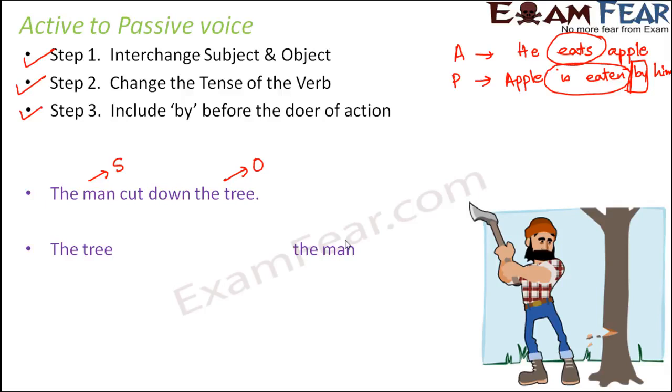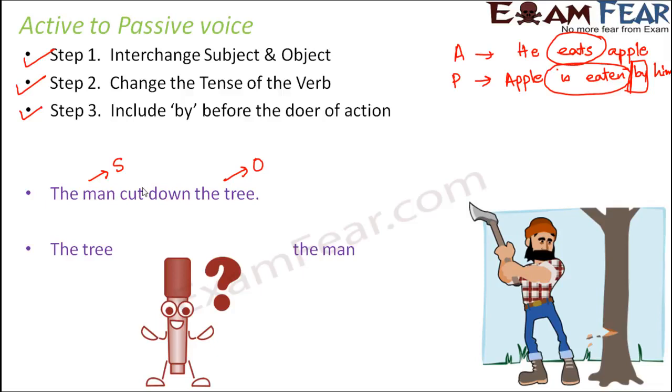Now the more tricky part would be in step 2, because in step 2, we need to change the tense of the verb. The problem is, how do we know what should be the tense of the verb? Whether it should be is cut, or was cut, or are cut, what it should be. That is the biggest challenge that we have. Step 2 is the trickiest part as far as conversion of active to passive is concerned. And step 3 again is simple, because we just need to insert by before the doer of the action. Here the doer of the action is the man, so we just need to insert by here. So step 1 and step 3 are simple, but step 2 is tricky.